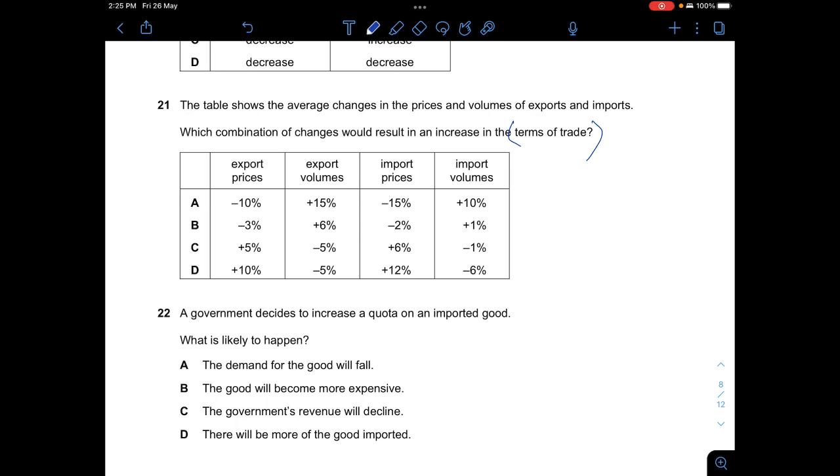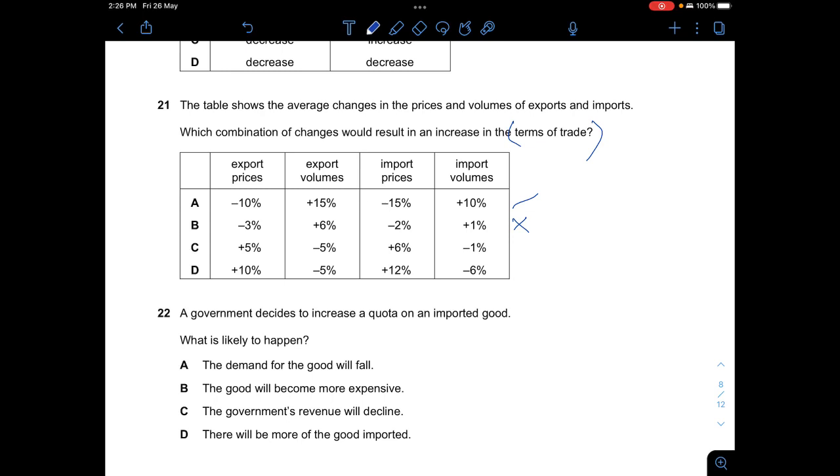So A is possible. B says the export prices decreased by 3%, import prices decreased by 2%, which is definitely going to make terms of trade much worse because your import prices decrease less than your export prices. Your export prices are now decreasing at a higher rate than your import prices, so this will make the terms of trade worse.